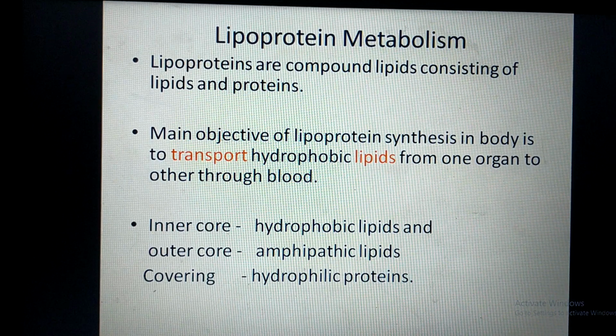First, what are lipoproteins? Lipoproteins are compound lipids consisting of lipids and proteins, and hence the name lipoproteins. The main purpose of lipoprotein synthesis in the body is to transport the hydrophobic lipids from one part to another part through blood.